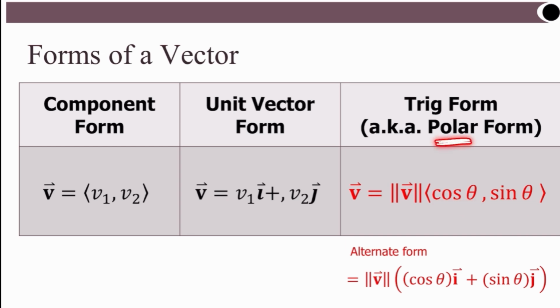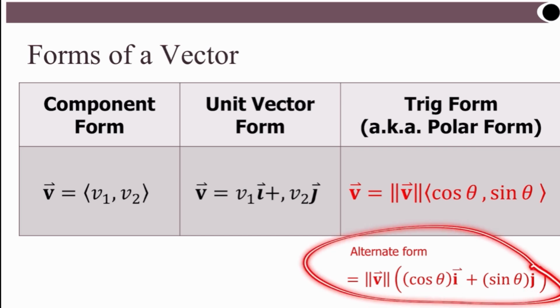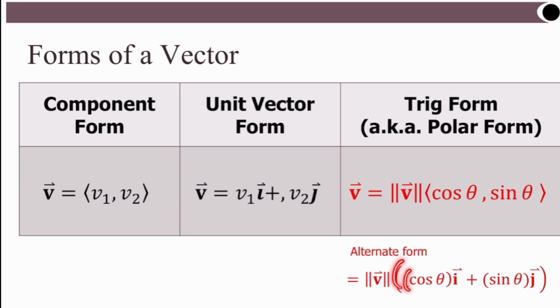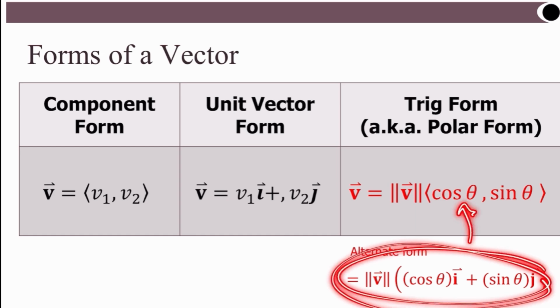Now, why is it called polar form? Well, we'll learn that later when we talk about polar graphs and polar coordinates. There is an alternate form for the trig form or polar form, which is really like a combination of the trig form and the unit vector form. It looks like this: the absolute value of vector v, times the cosine of theta times vector i plus the sine of theta times vector j. I find this alternate form to be a little cumbersome because you've got all these parentheses and the plus sign, and you have to put the little arrow above the i and the j. I think this one up here is a little cleaner, but I point this out because you might see the alternate form if you're looking online or hanging out on a Friday night reading about vectors.